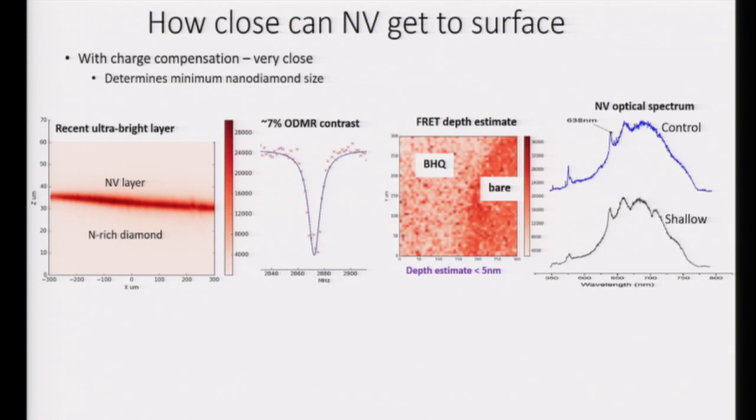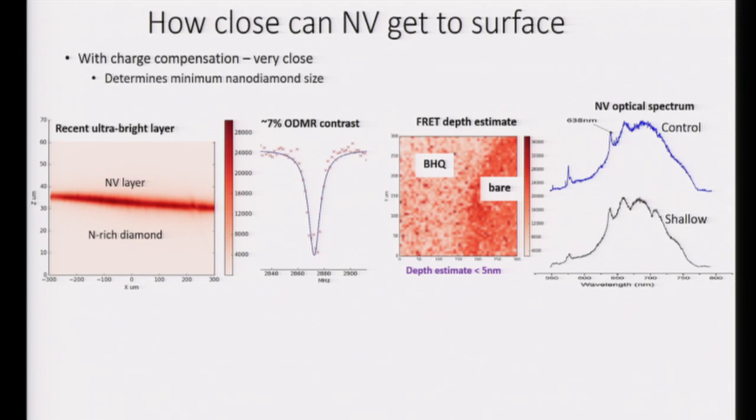Black hole quencher is a dye that works by FRET coupling. So the fluorescence from the nitrogen vacancy goes right into the dye and doesn't emit. The range of this is about 3 nanometers. So if the nitrogen vacancies are farther than 3 nanometers from the black hole quencher, they're not quenched. But you can see here they are being quenched. We've looked at lots of other ultra shallow layers, and they're never quenched by a black hole quencher. Only these layers that we make are quenched.